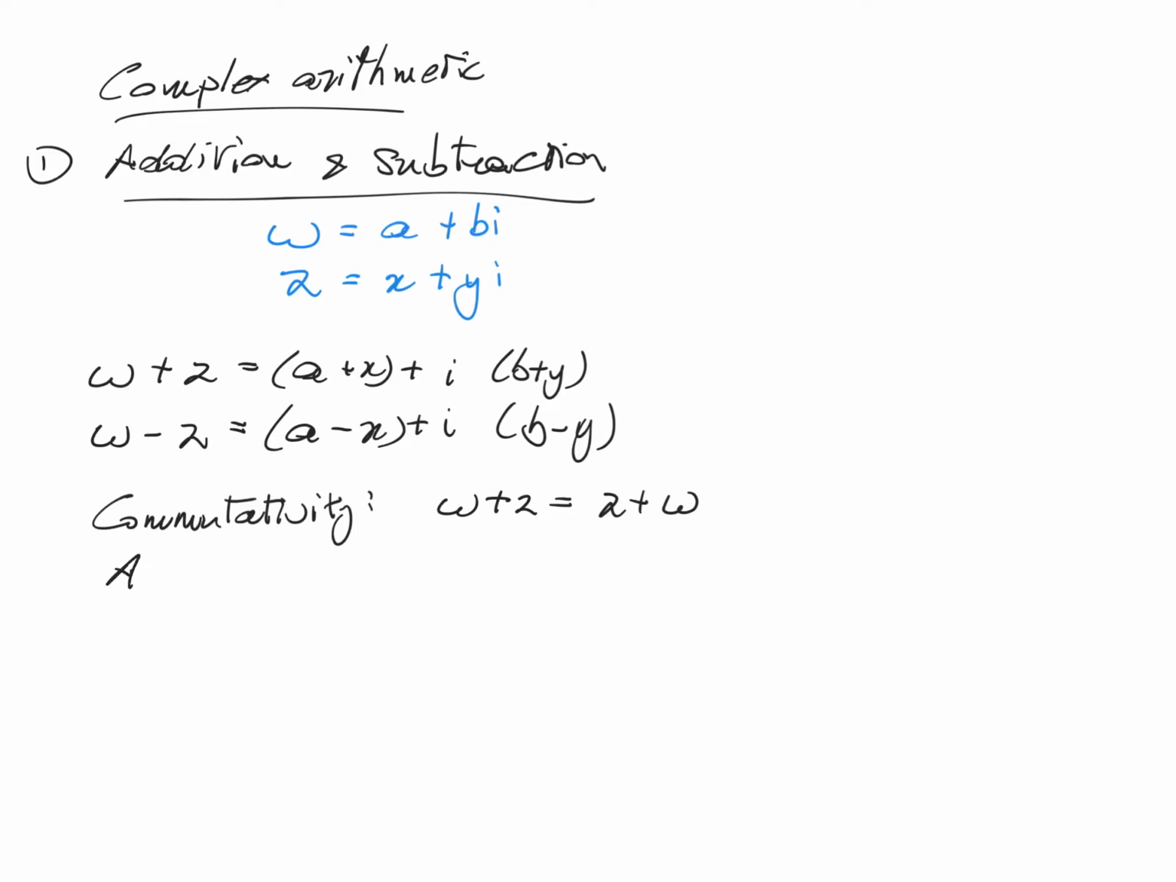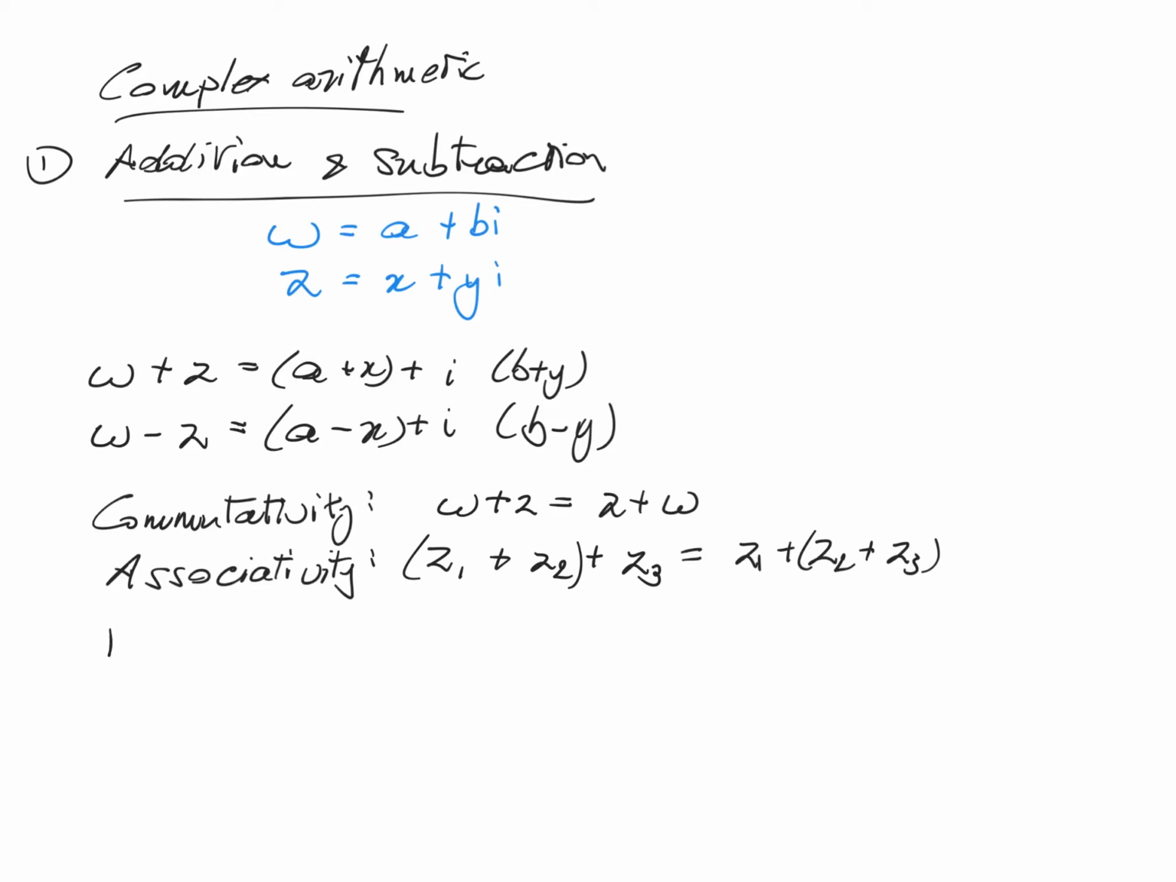Also, associativity holds for complex addition and subtraction, which means that it doesn't matter where you put the brackets in the addition. So if we have z1 plus z2 plus z3, so we have three complex numbers, then it doesn't matter if I do first the addition of the first two and I add the third one last, or I start with adding the last two and I add the first one. So it doesn't matter in which order I perform my addition or my subtraction.